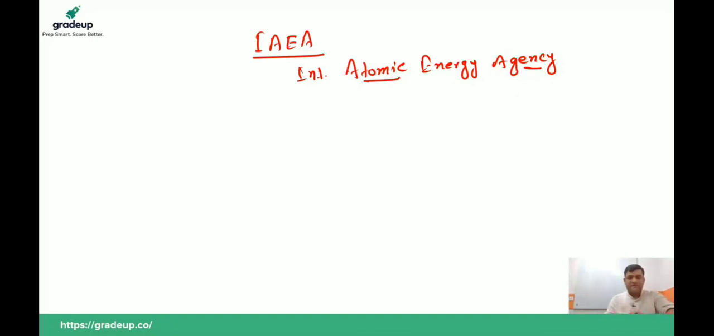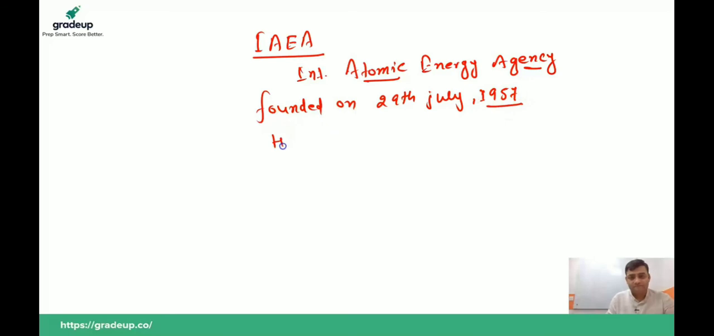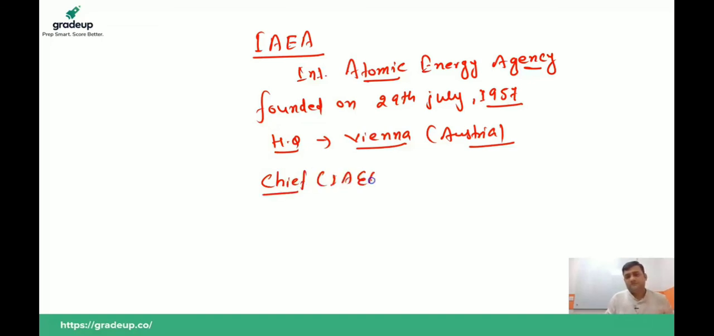Don't forget the name. And this IAEA was established or founded on 29 July 1957. This is headquartered in Vienna, the capital of Austria. And remember, its chief is Yukiya Amano. The chief of IAEA is Yukiya Amano. So which one? Yukiya Amano. Don't forget his name.